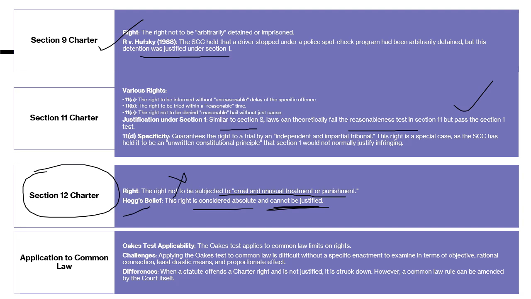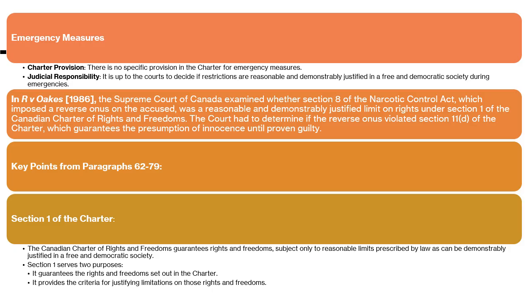Then the Oakes test applies to common law limits on rights. There are few challenges, there are few differences. If a statute offends a charter right and is not justified, it is struck down. However, a common law rule can be amended by the court itself. So here, if something is against the common law, we are not taking away that thing. We can only amend that thing.